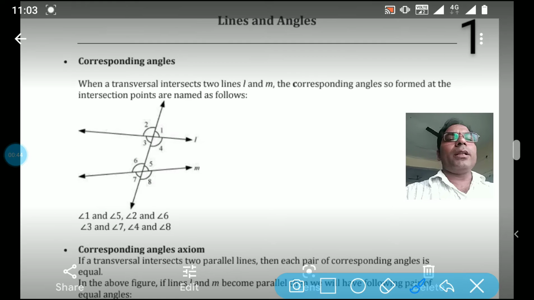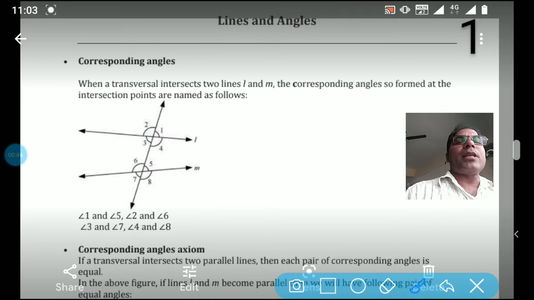So first of all, it is given lines and angles. What are the corresponding angles? Some angles we will learn in this chapter. And what is a line and an angle?